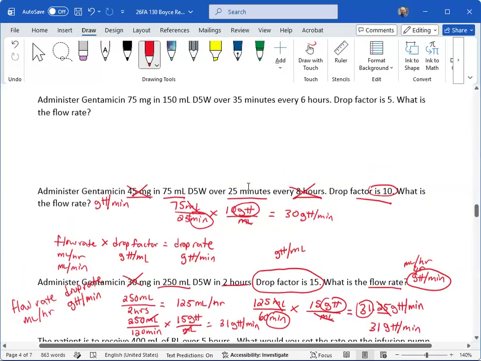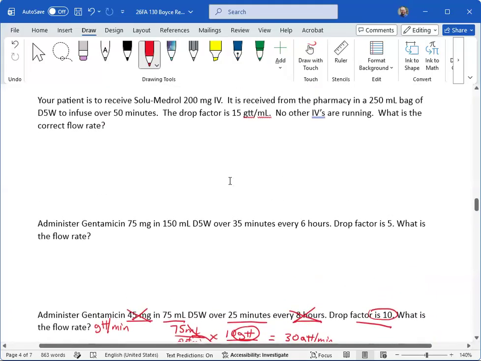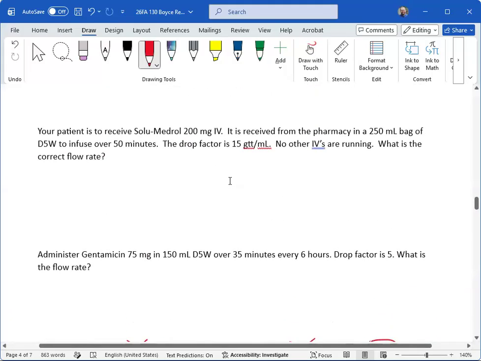All right. And again, another similar type of question, right? So we could ignore the 75 milligrams, we could ignore the 6 hours, and then you're just going to take your volume over time, multiply it by 5, and then you're going to get your drop rate. So hopefully it's coming together. Once you see it a couple times, I'll leave a couple of these for you to practice.